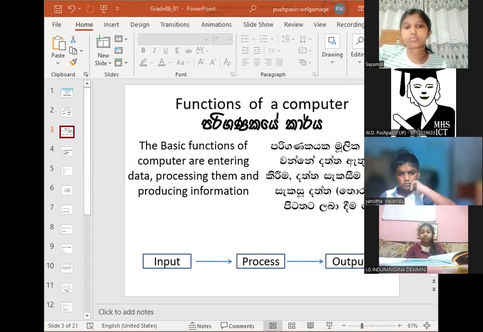Now, if it is a computer, there are some specific features.